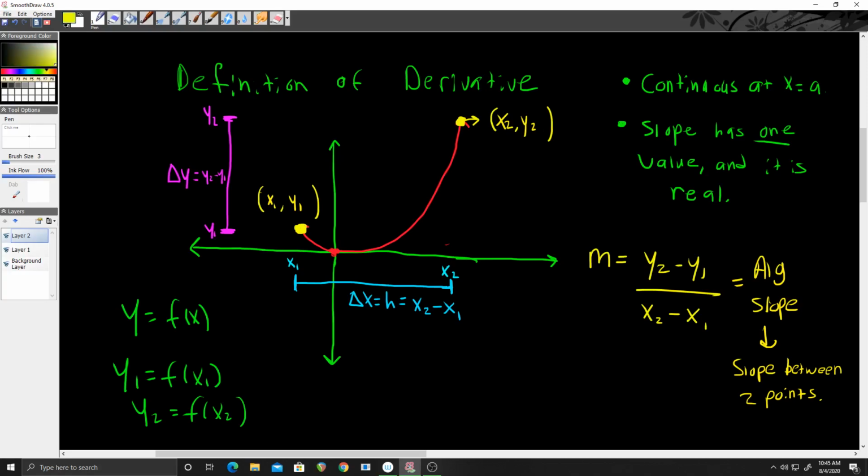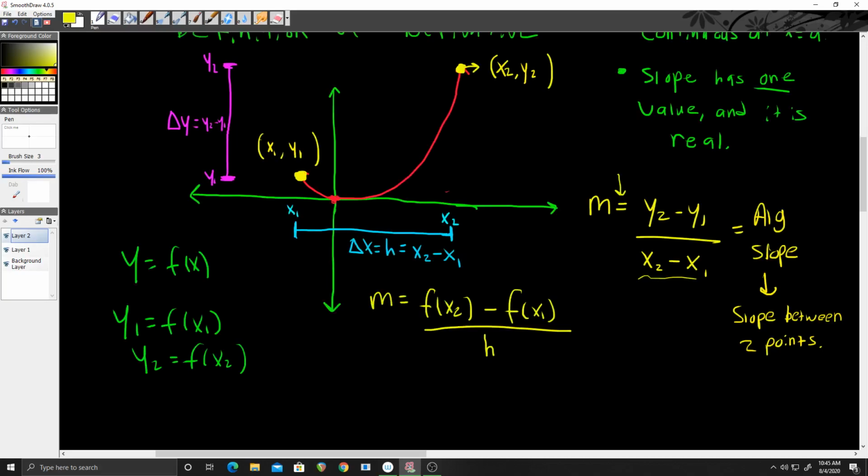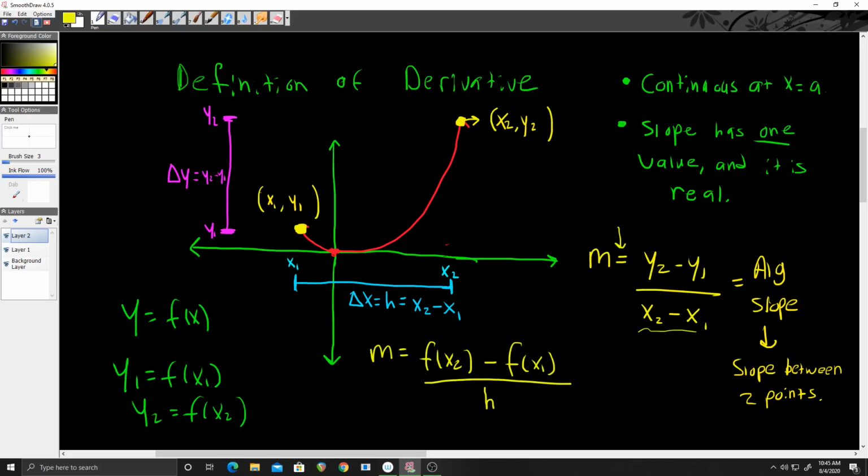So if I rewrite the slope, m equals, and then y2 is f of x2. I'm just substituting that in, minus y1, which is f of x1, over x2 minus x1. Well, look over here. x2 minus x1 we have already renamed as h. So wherever I see x2 minus x1, I'm going to replace that with h. Again, I haven't changed anything. This is still slope between 2 points. It just looks a little different than what you might be used to.